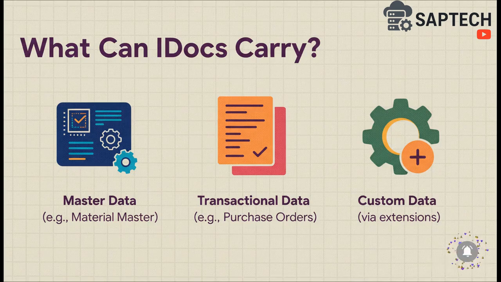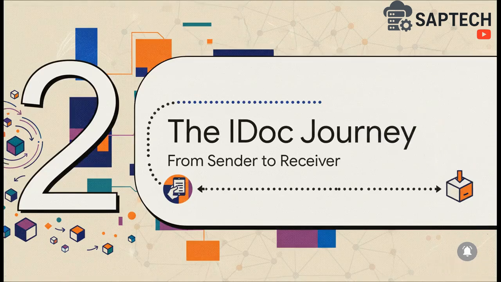So what kind of stuff can we actually pack inside this digital container? Well, pretty much any business data you can imagine. We're talking master data, like all your material master details. We're talking transactional data, things like purchase orders and invoices that need to fly between systems. And you can even pack custom data in there too. If you've got special fields, no problem. They can tag along.